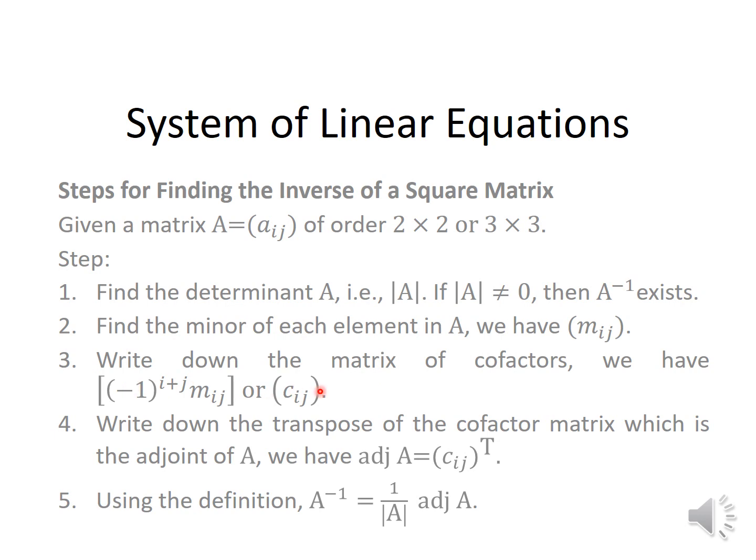And the third, write down the matrix of cofactors. And here is the formula. Write down the transpose of the cofactor matrix, which is the adjoint of A. So the adjoint matrix of A is the transpose of the matrix of cofactors. And lastly, to get the inverse matrix, it is equal to 1 over determinant A, which you get from the first step, multiplied by the adjoint matrix of A, which you obtain from the fourth step.